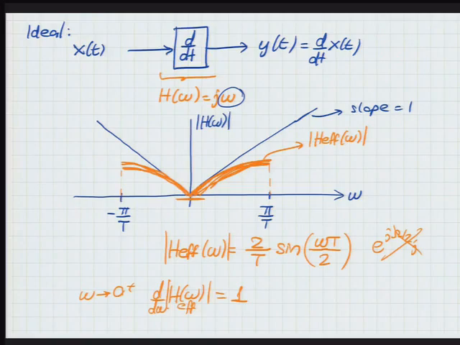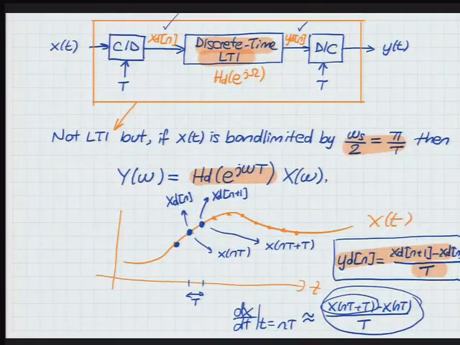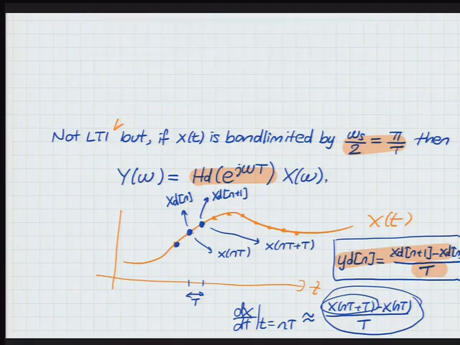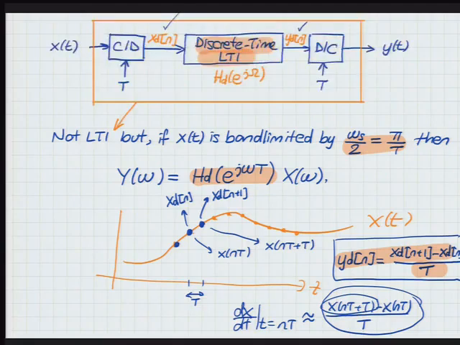All right, let's do another example. So this time, I'm going to go back to the same thing we have here. Whereas in this example, I wanted to take the derivative of the continuous time signal, in the next example, I'm going to want to do something different. I will want to delay the input signal.